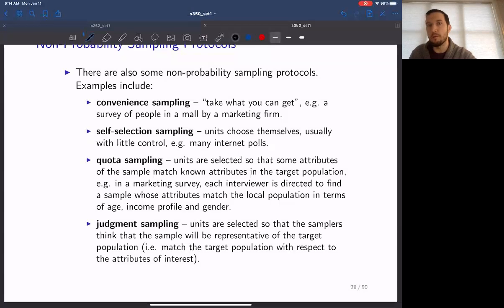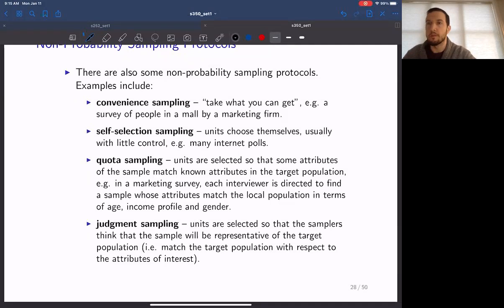The last example of a non-probability sampling scheme is judgment sampling. So here units are selected so that the samplers think that the sample will be representative of the target population. This idea kind of plays off the quota sampling idea. Based on the description given here, we're basically saying that based off of some expert opinion, we're going to fill the sample such that all the characteristics that we require for the sample to be a scaled down version of the population are intact.